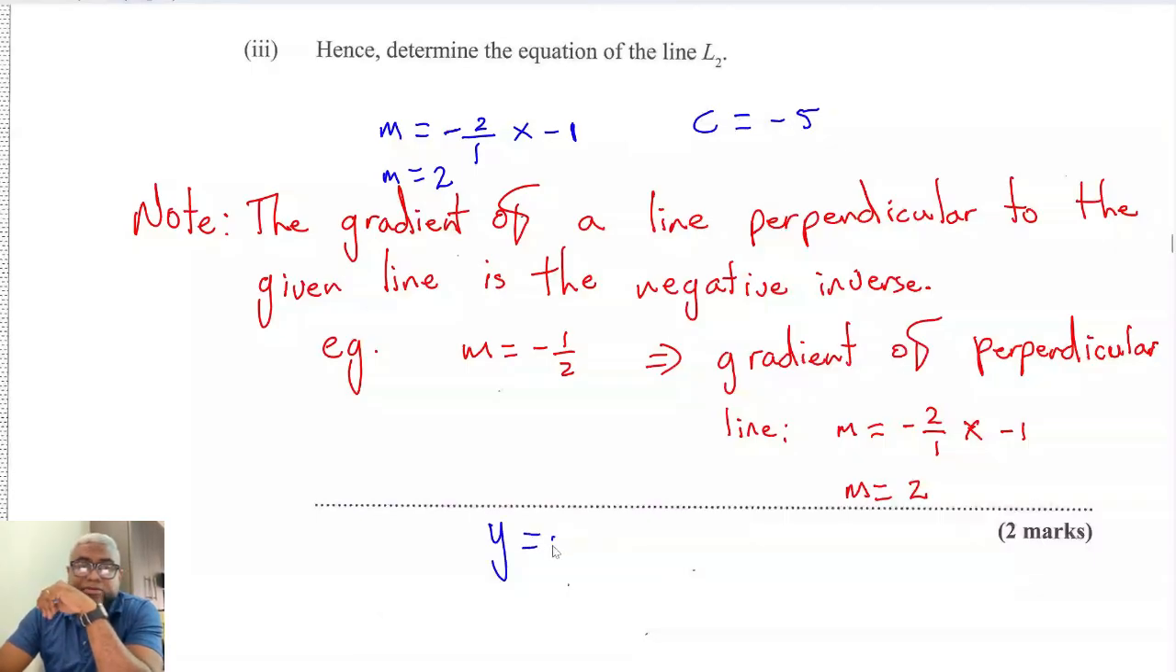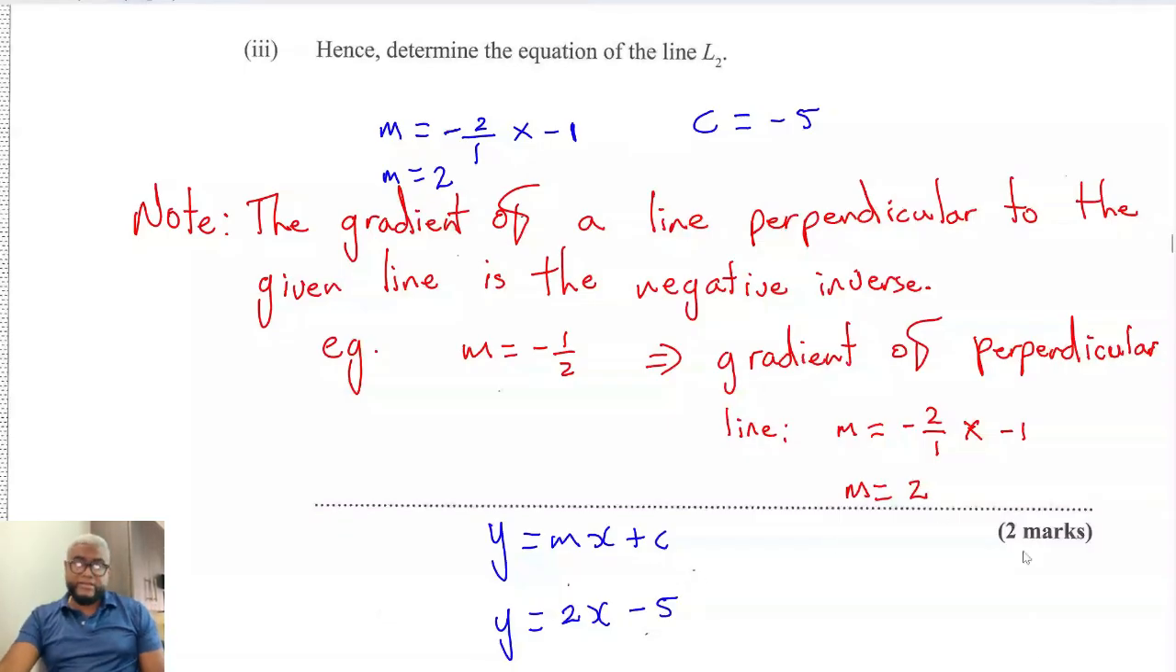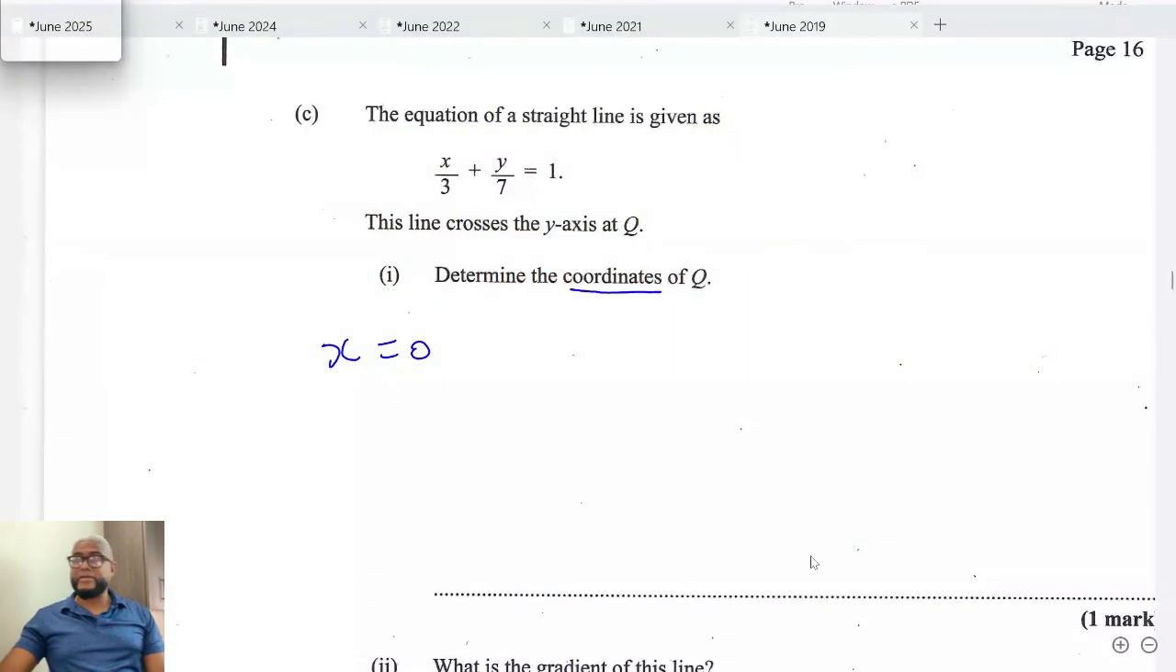So y is equal to mx plus c is the form for the equation of a line. So y is equal to what? -5. Tell me if all are good here. Y is equal to 7. So that's (0, 7). All right, nice.